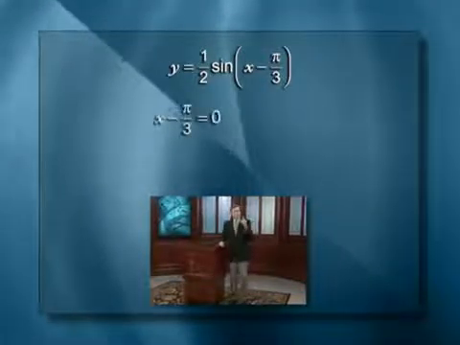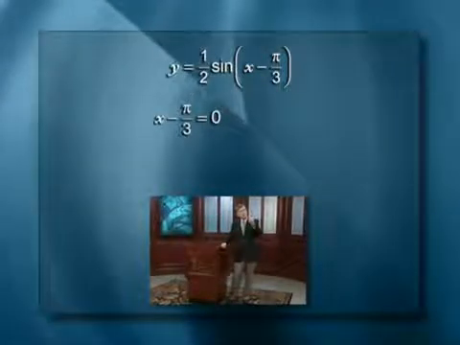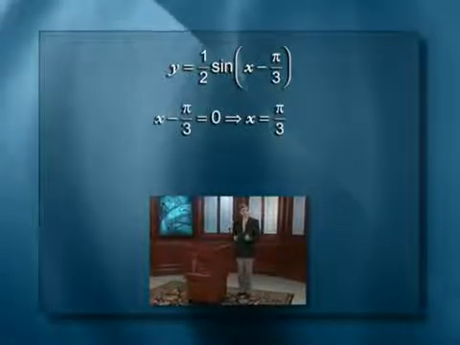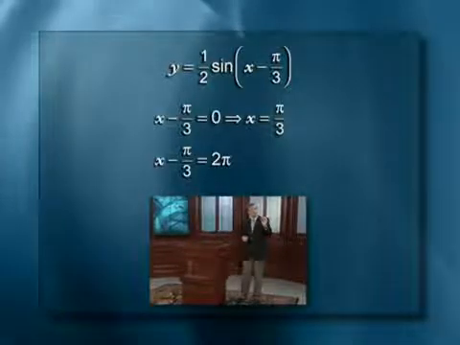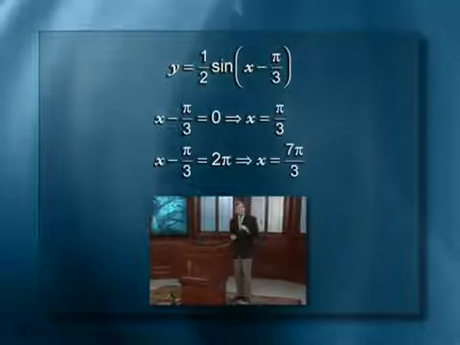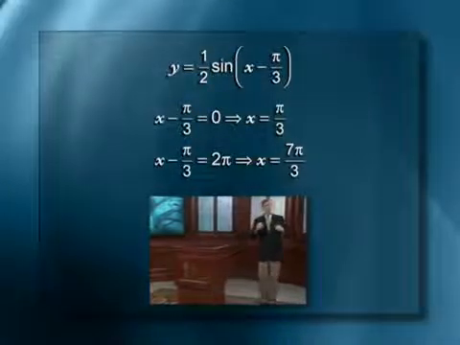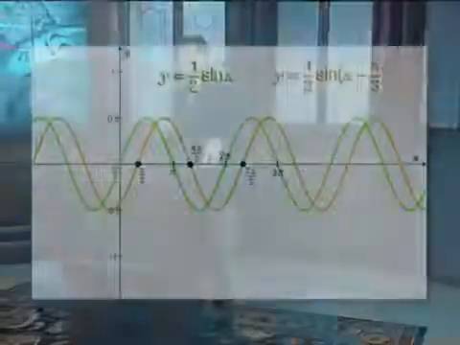Well, set the thing inside parentheses, x minus pi over 3, equal to 0, and that implies that x is pi over 3. So that's one of the starting points. And now set x minus pi over 3 equal to 2 pi, and you get x equal to 7 pi over 3. So from pi over 3 to 7 pi over 3, it completes a full cycle. The period is still 2 pi, but it's been shifted to the right by pi over 3.